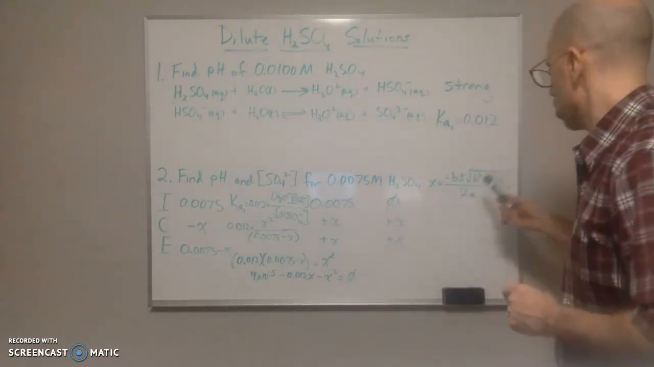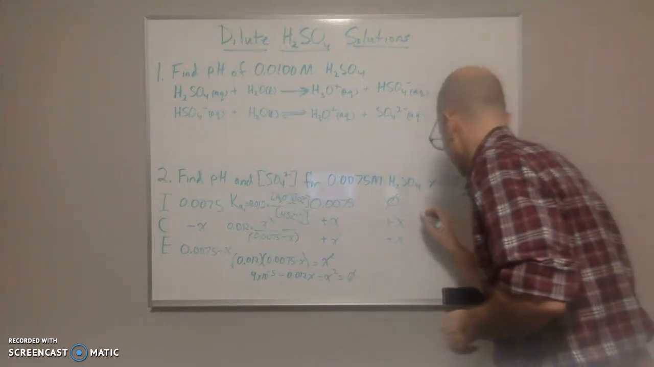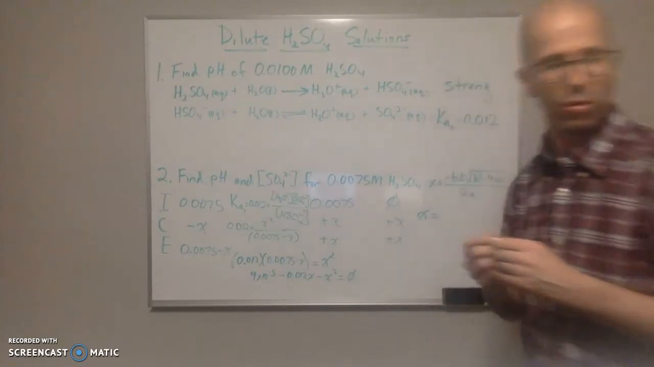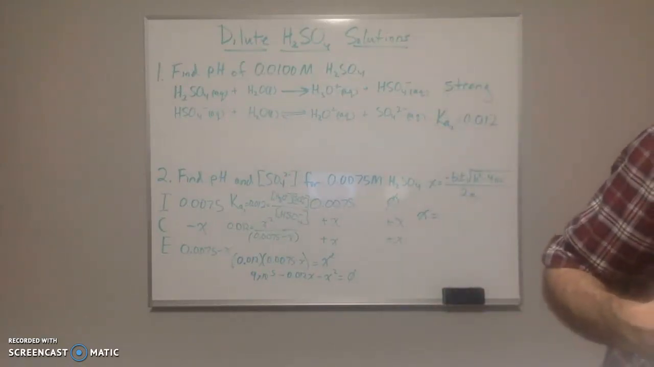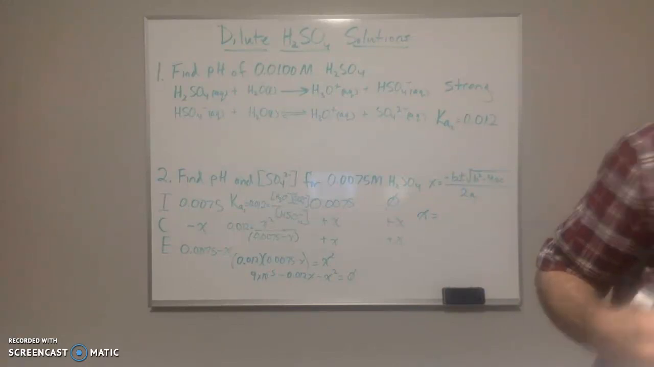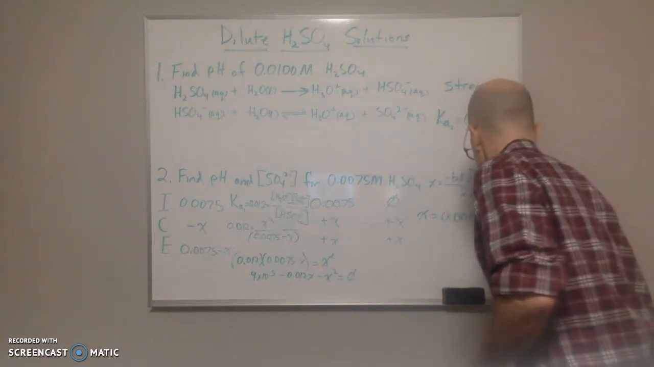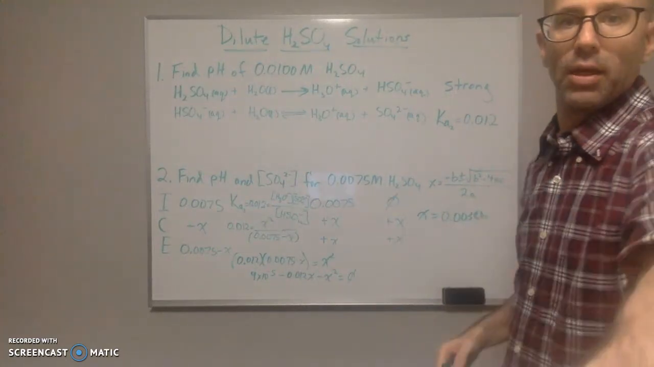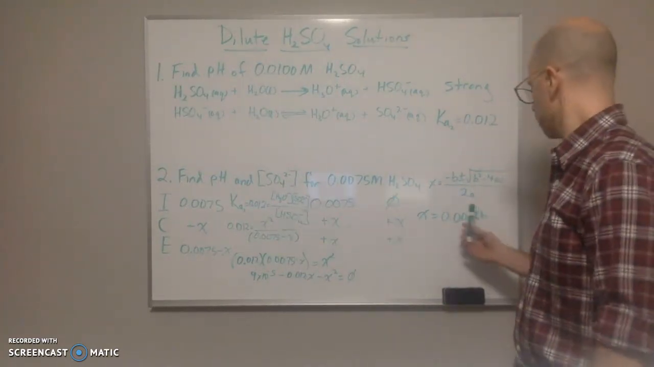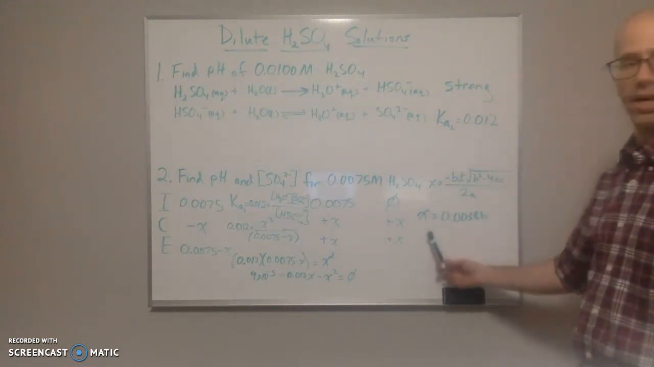When you solve this quadratic equation, you get X is equal to 0.00386, and that is going to be both the concentration of H3O plus and the sulfate.